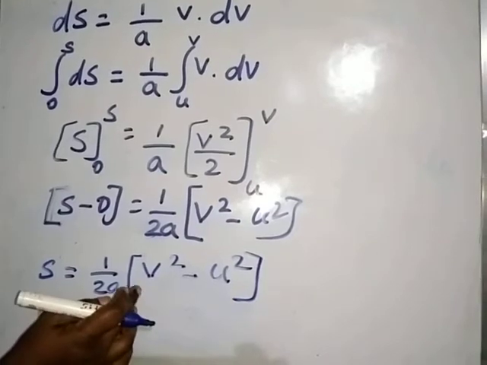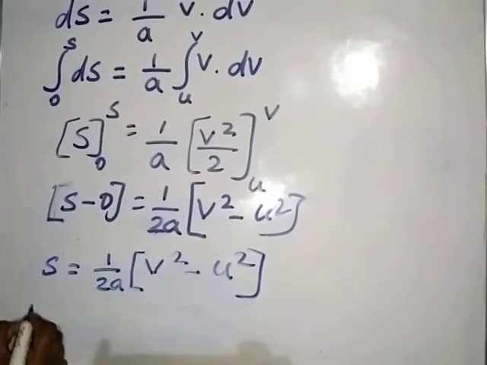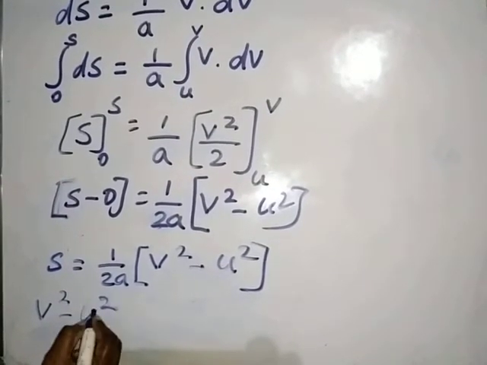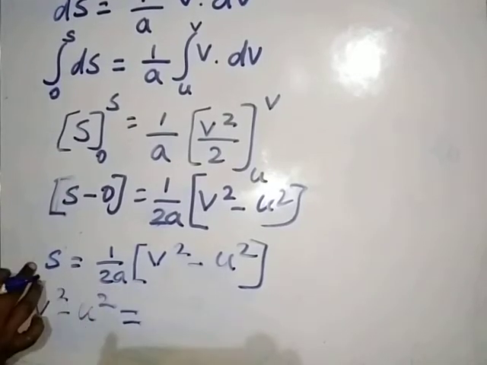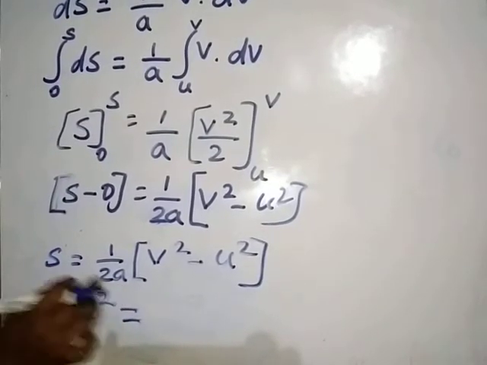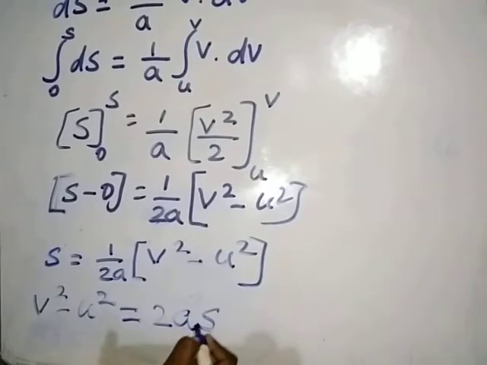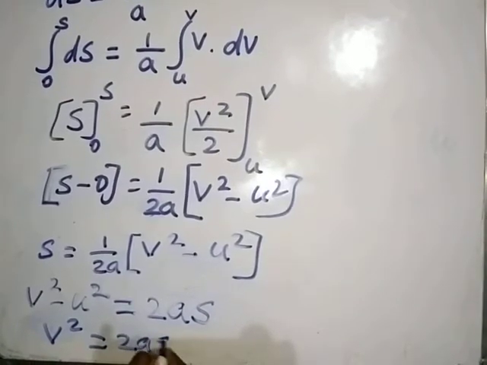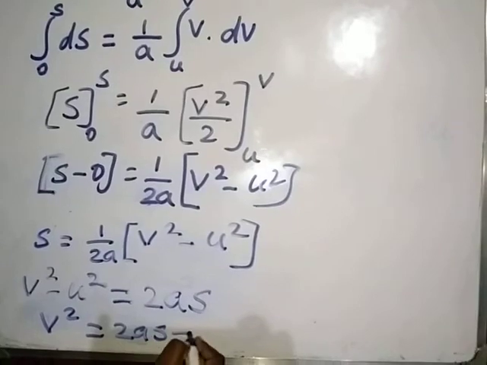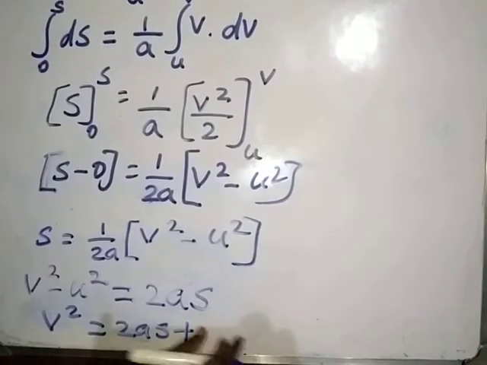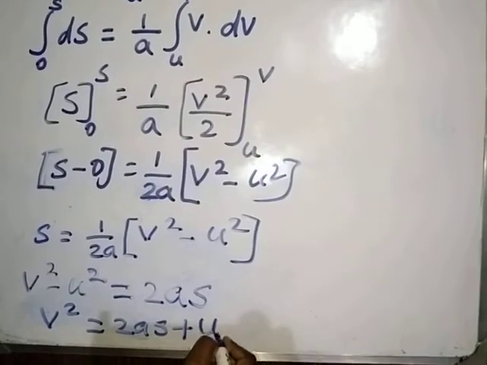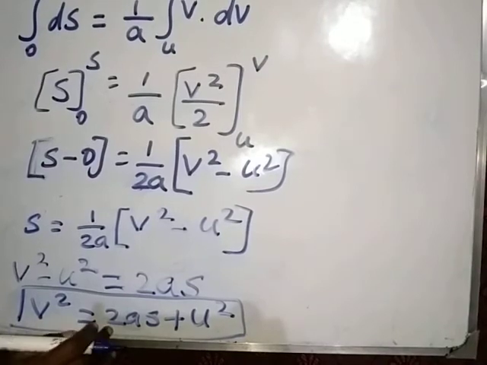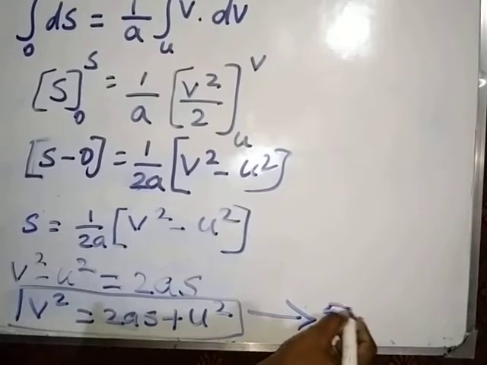From this, find out the value of v squared. So v squared minus u squared equals s; this 2a comes to this side, so 2a into s. V squared minus u squared equals 2as. This u squared comes to this side, and when it does, the minus term becomes plus. So the formula is v squared equals u squared plus 2as. This is equation number 5.